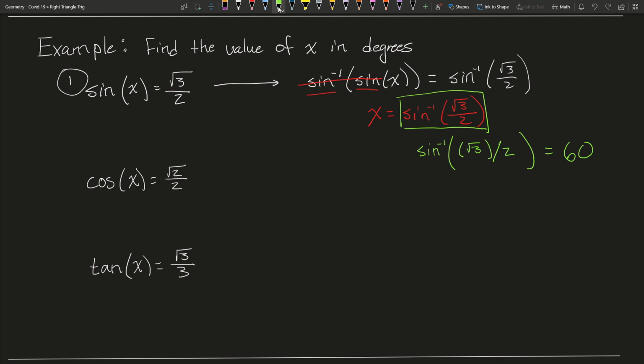So if you get something that looks like 1.0472, that is in radians, which we're not going to worry about for right now. They're just two different units of measurement. They mean kind of the same thing, but we want the degrees unit. Okay.